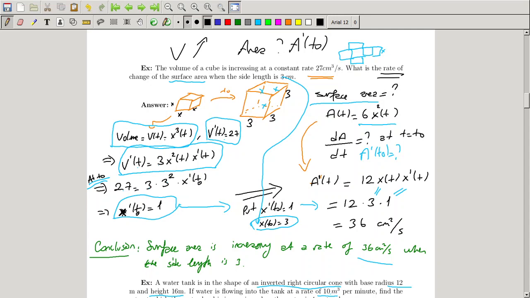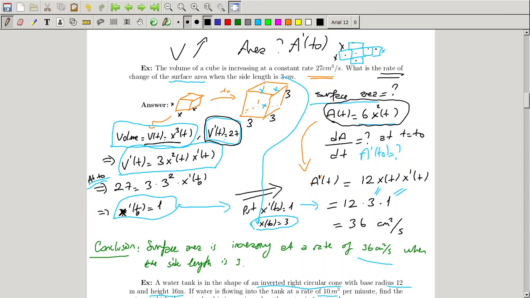First of all, you must know what the surface area is. Surface area of a cube means you have 6 squares here, and you evaluate all of the areas of these 6 squares. So if one of the areas is x squared, then all of these areas will be 6 times x squared of t. Don't forget to write x as a function of t. Moreover, what is given? Volume is given. Volume is increasing means v prime of t is equal to 27, because it is given as an increasing rate.